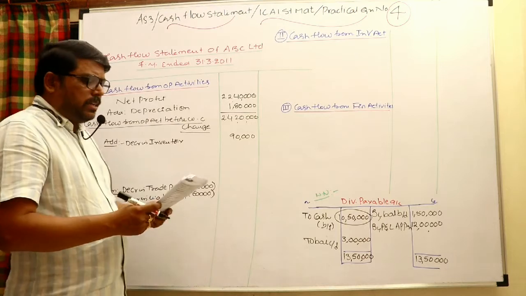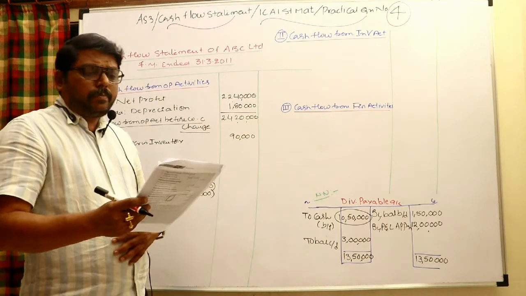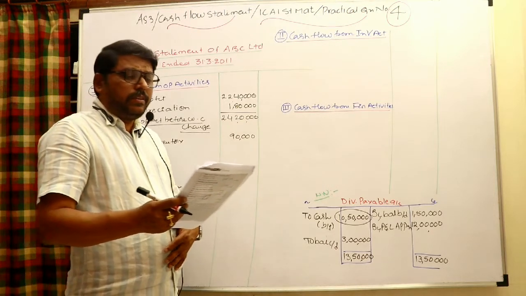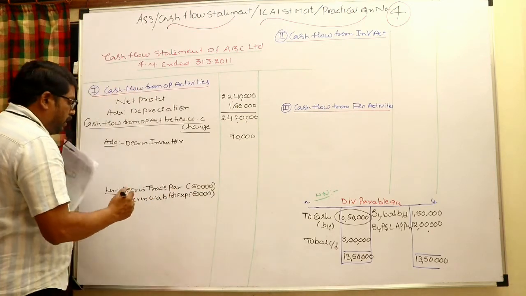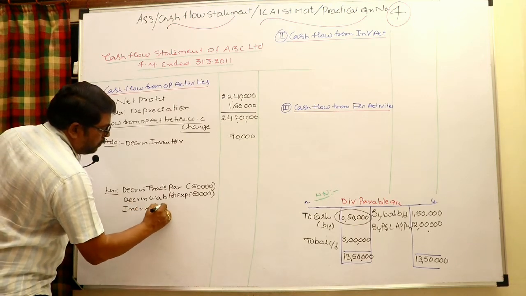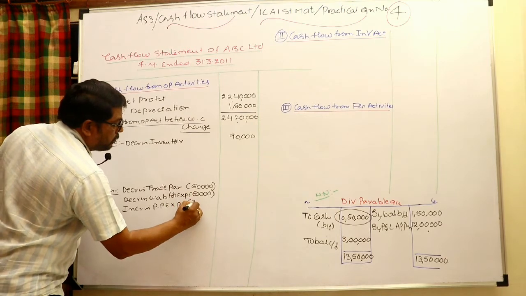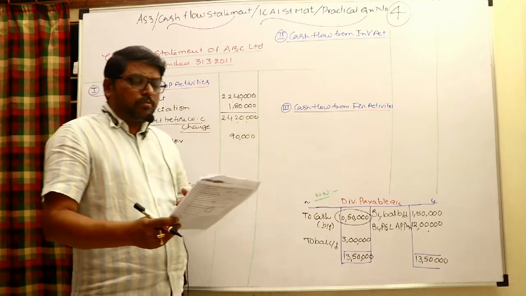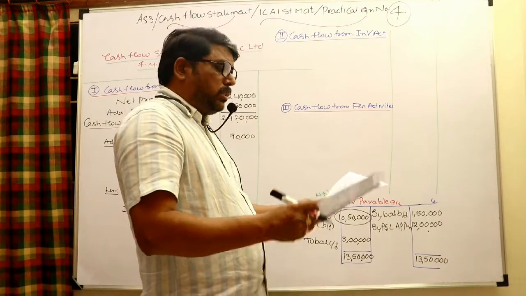Prepaid expenses 90 has changed to 1 lakh 20. It is a prepaid current asset, increased by 30, which is an outflow. Increase in prepaid expense, which is an outflow of rupees 30,000.